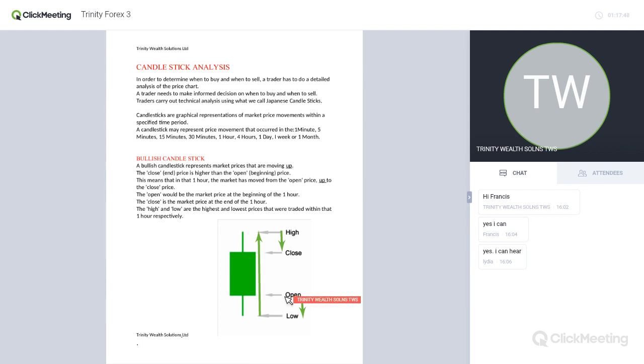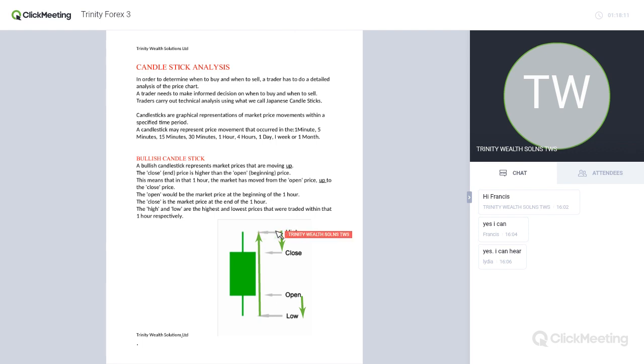The market opened here, bears came in, the sellers, they pushed it down to the low. This is the lowest point they could actually get. But the bulls took control again. They pushed the market up. They bought and bought and bought until they got the highest price possible during that time frame, during that 1 hour, assuming you're using the 1 hour time frame.